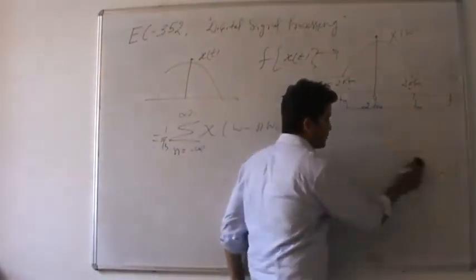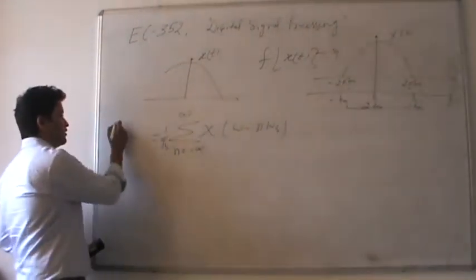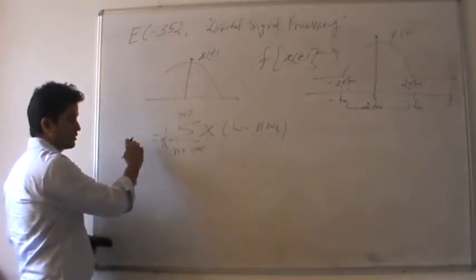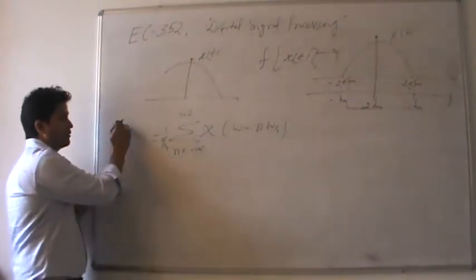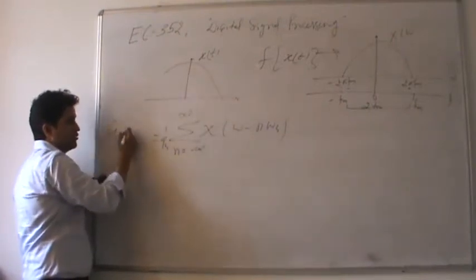That is nothing but the time integrality. So this is nothing but your original signal. I can say the outcome of the multiplication of this with the impulse train, and I can write it here as G(ω).